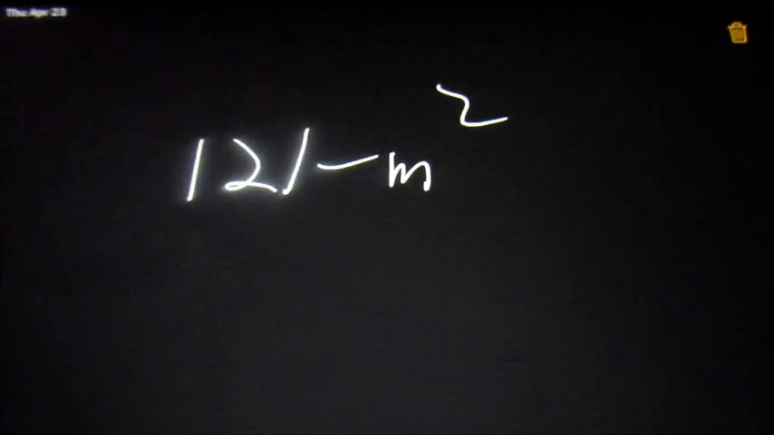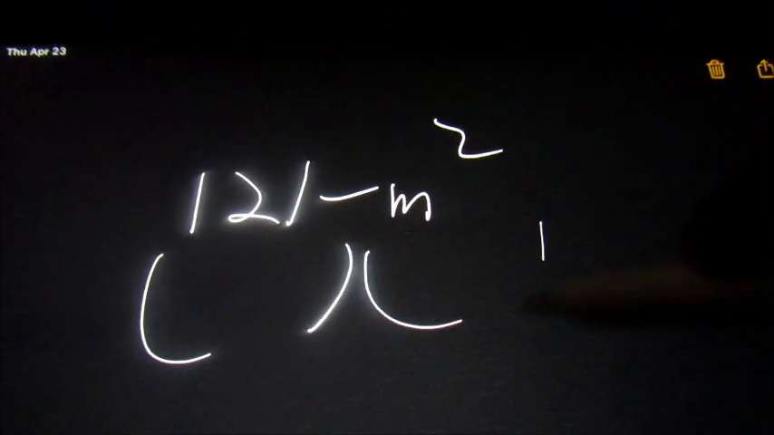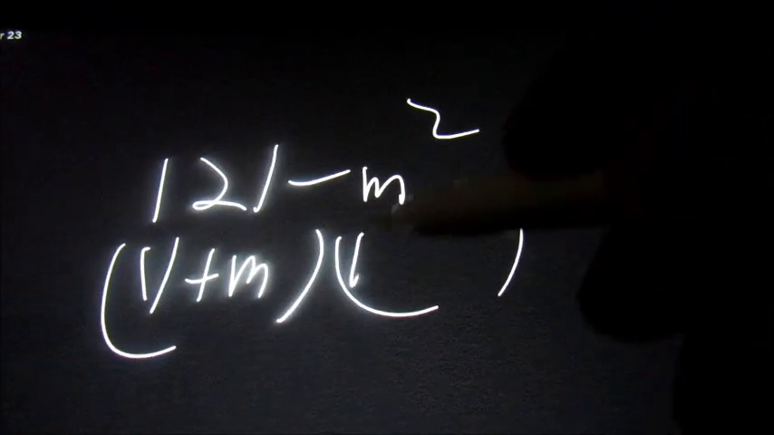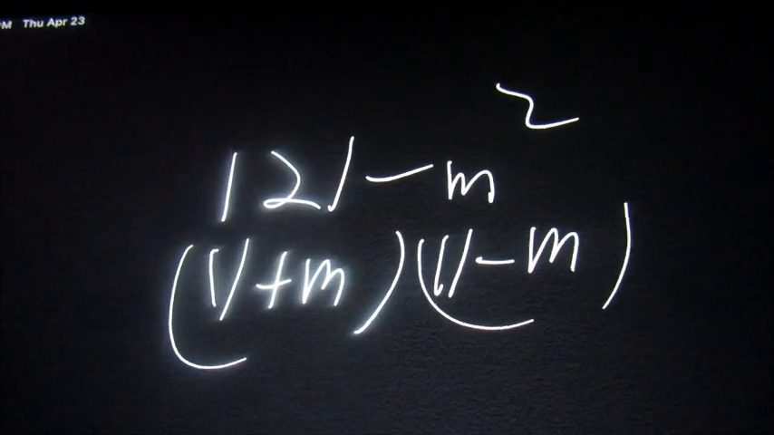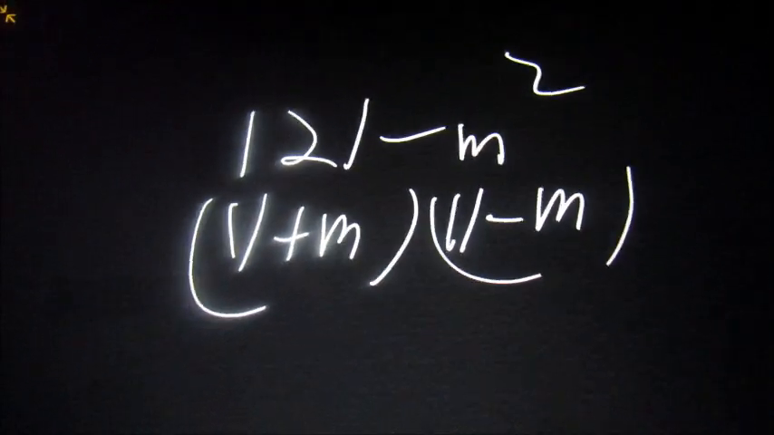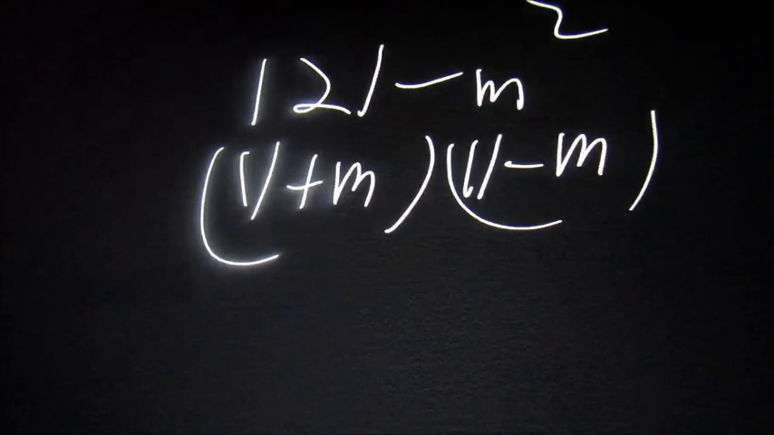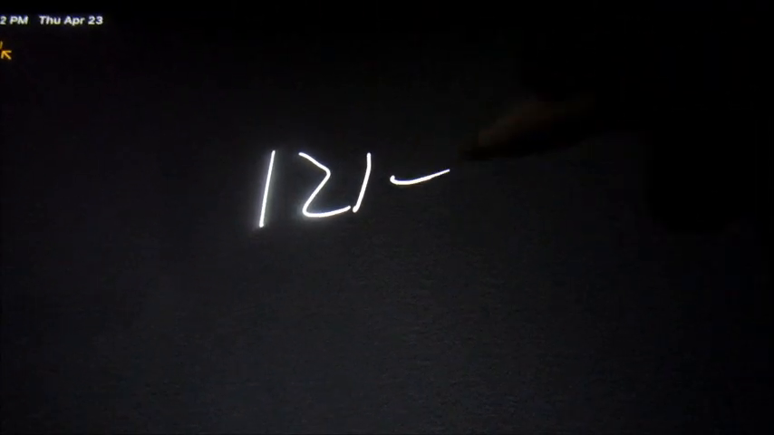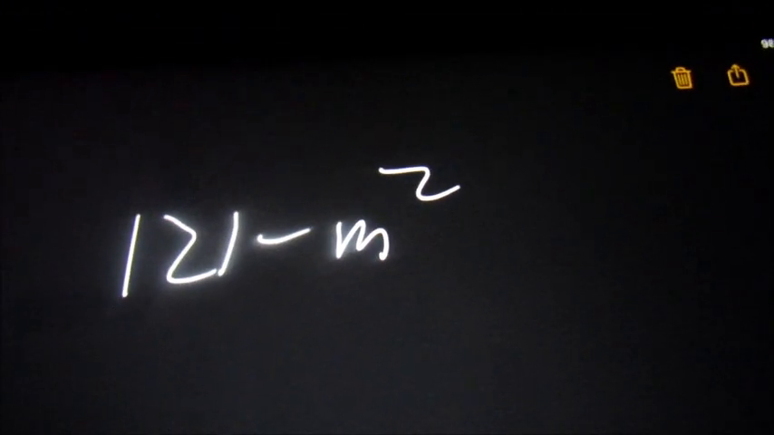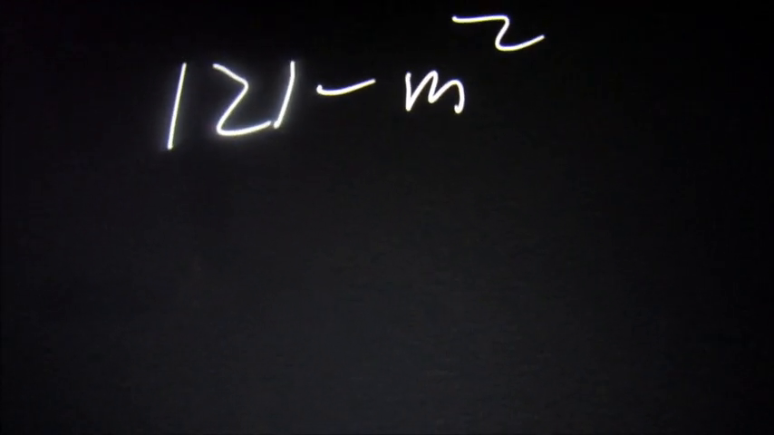Okay, so now let's look at this question. 121 minus m squared. We know that this is a difference of 2 squares. And we could say 11 plus m, 11 minus m. That would be right. There are some times, however, that you need to have the variable first and positive. Some people are just more comfortable with it that way. And then in the next chapter, you're going to have to do that because we're going to do canceling.